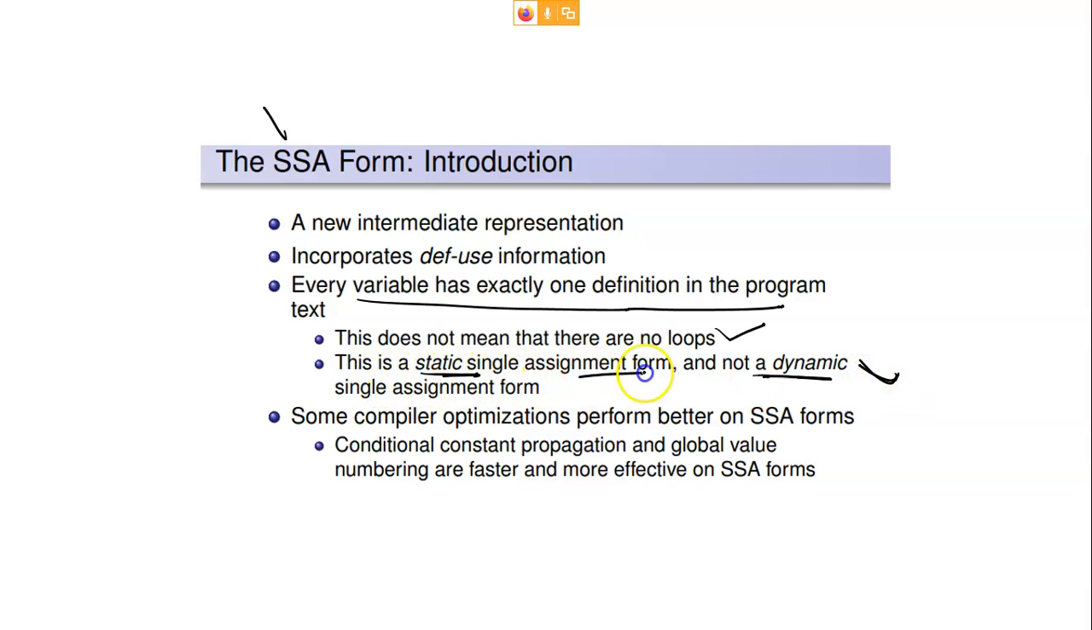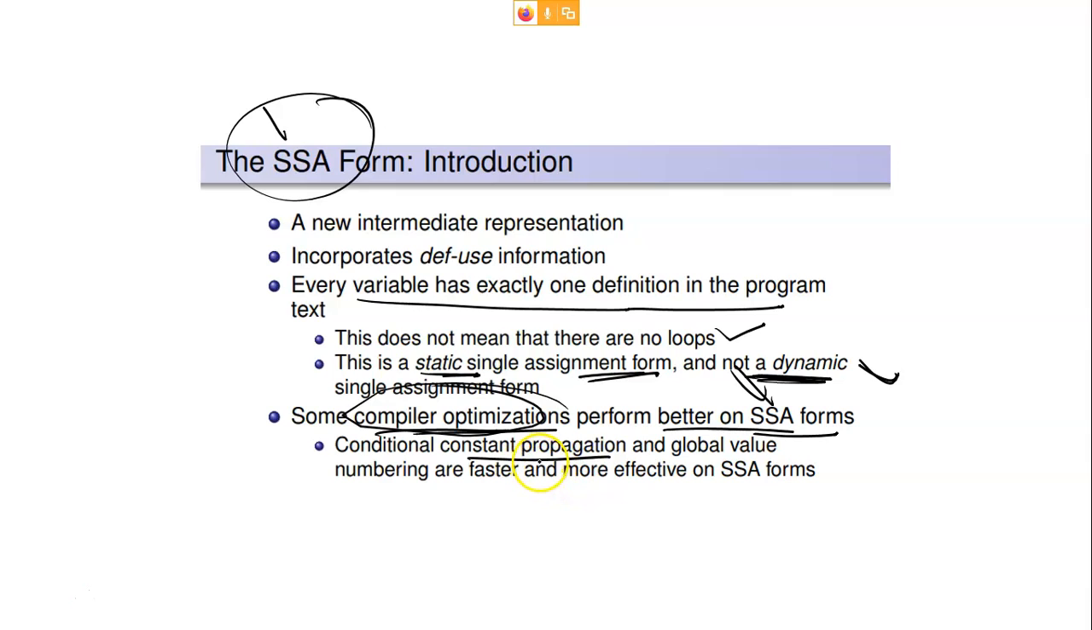This is a static single assignment form, not a dynamic single assignment form. And of course, why do we use SSA? Because many compiler optimizations perform better on SSA, as I gave you one example. Some compiler optimizations actually work very efficiently on SSA forms.